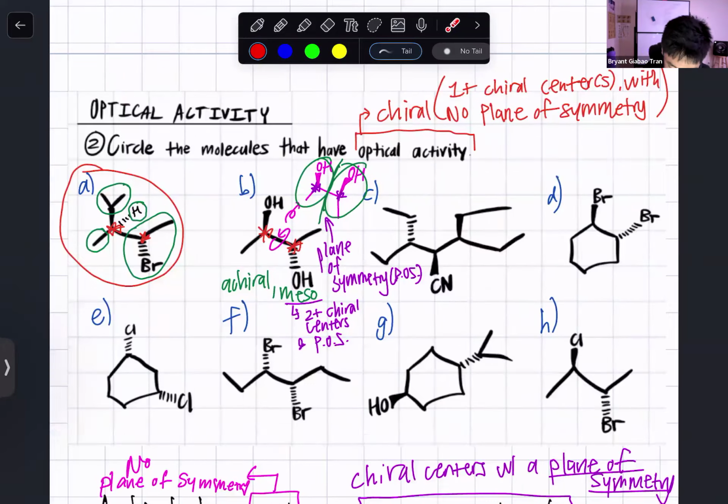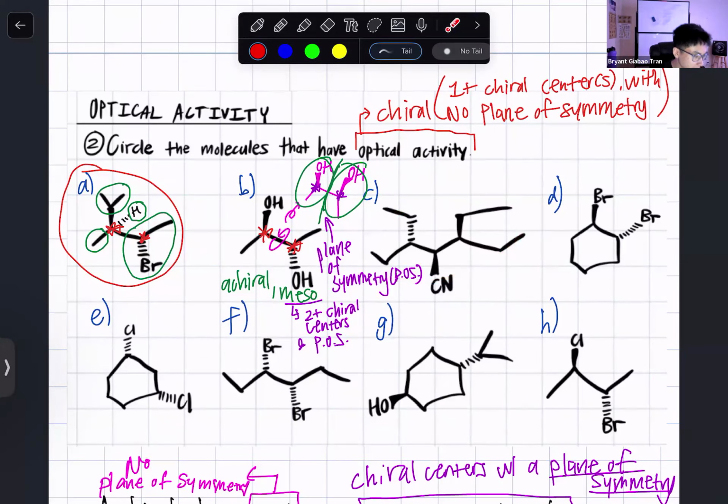Yeah. So let's look at C. Would C be considered having optical activity or not?